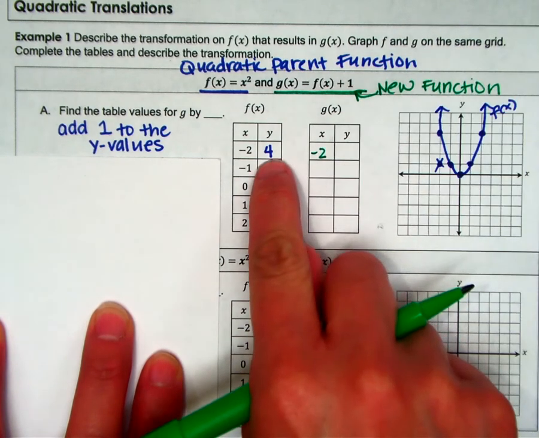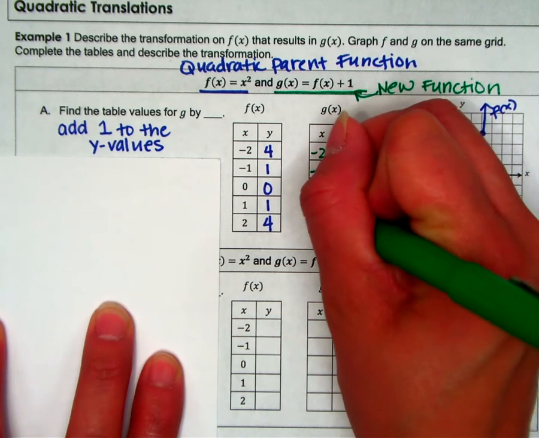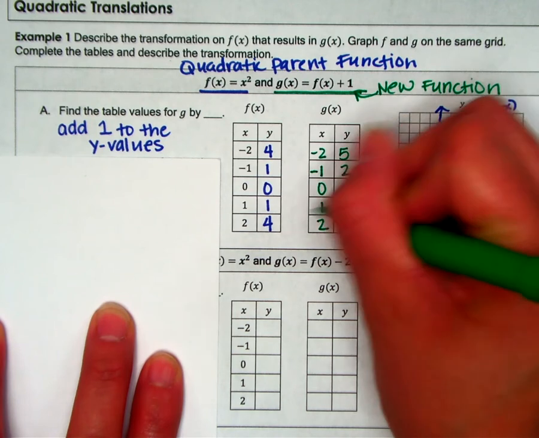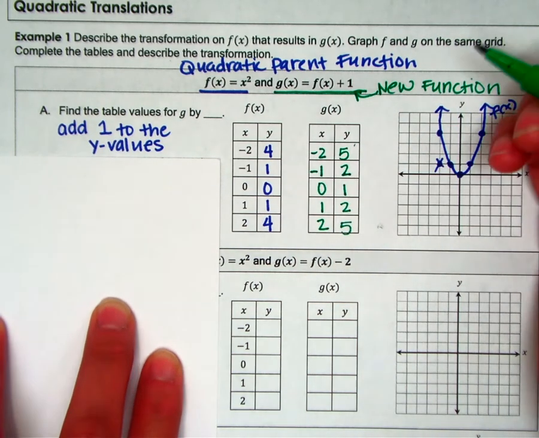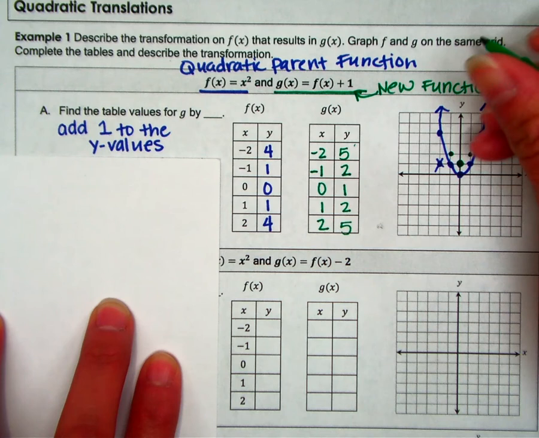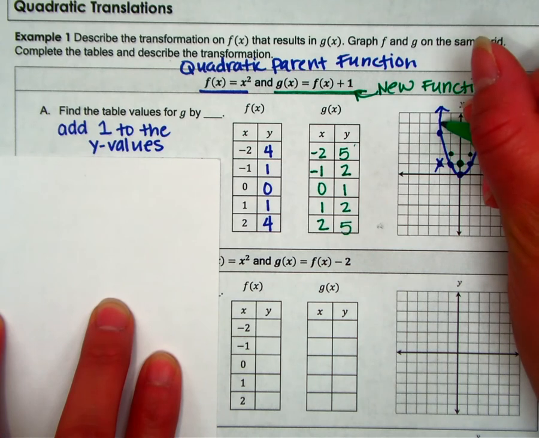If I add 1, this becomes negative 2, 5. My x will stay the same. All of my x's stay the same. And I'm just adding 1 to the y values. And notice that the y values do repeat after you see that axis of symmetry. So if I'm moving up 1, my vertex is going to move up here 1, and then I'm going to have negative 1, 2, and 2, 5, negative 2, 5.